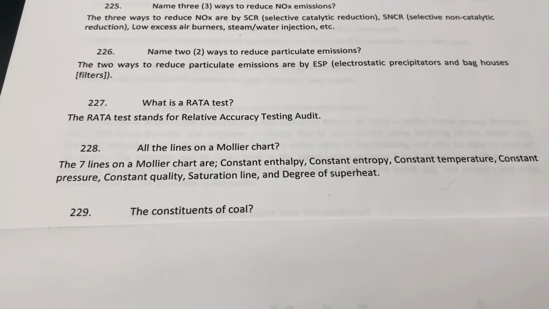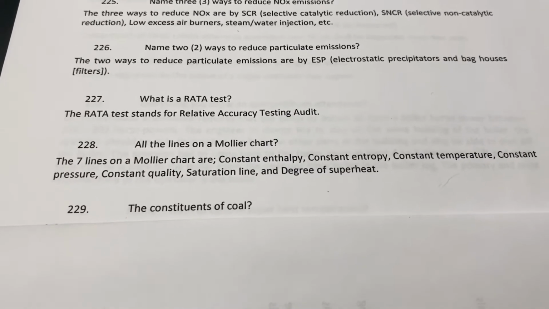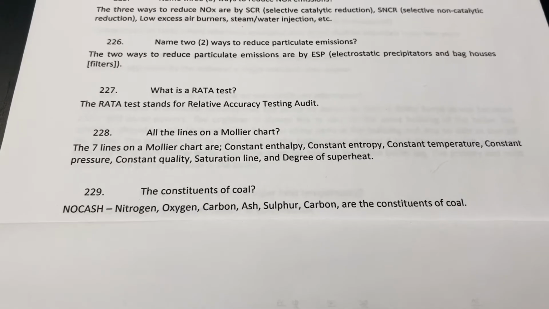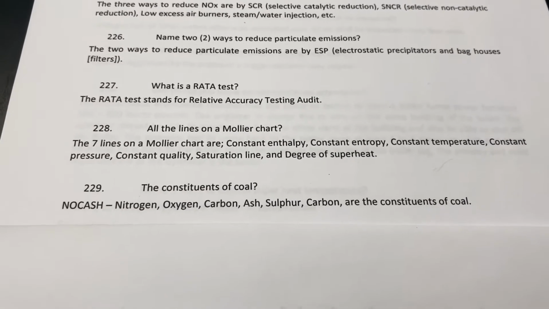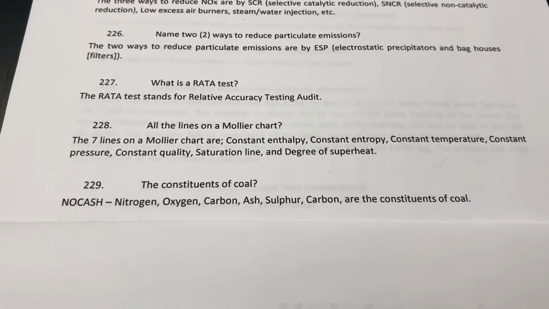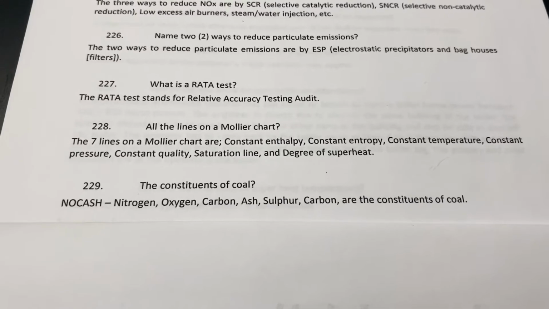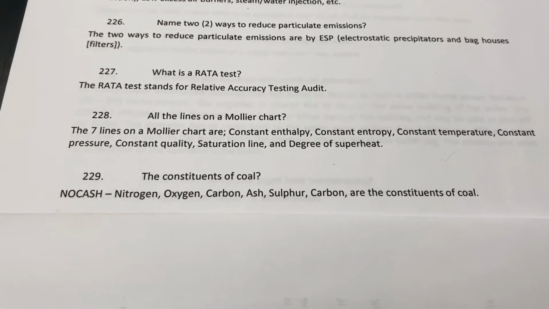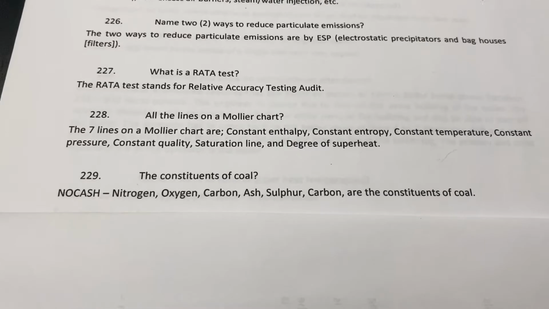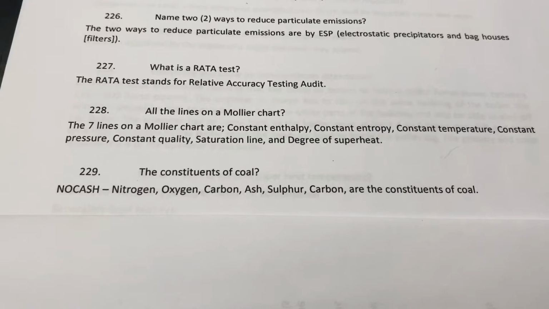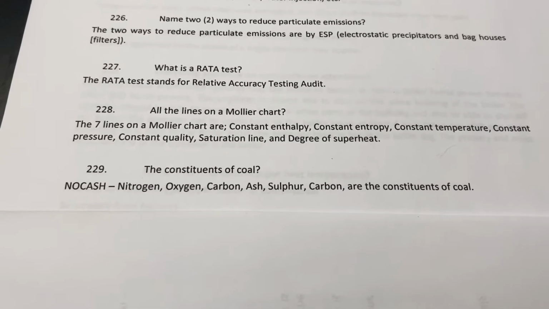The constituents of coal. That's easy and has a little help for you guys. So no cash: nitrogen, oxygen, carbon, ash, sulfur, hydrogen. Carbon, hydrogen are the constituents of coal.